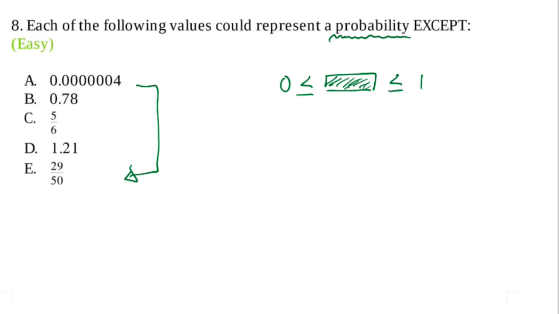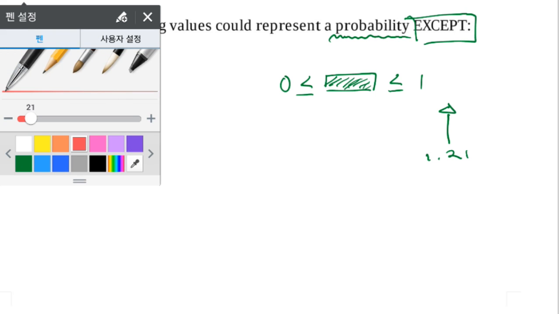C, 5 over 6. 5 over 6 is smaller than 1 and greater than 0, so that also is a probability. D, 1.28. Now 1.28 is somewhere here, greater than 1. So D will not pass the test. And E, 29 over 50, that's slightly greater than 0.5, so that also passed the test. And we're finding a value that is not a probability, so the answer is 1.28, or D.